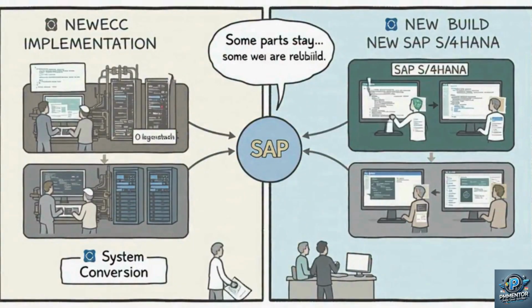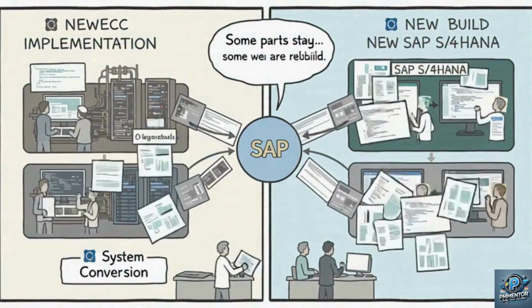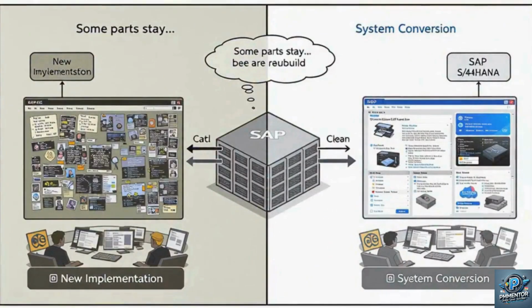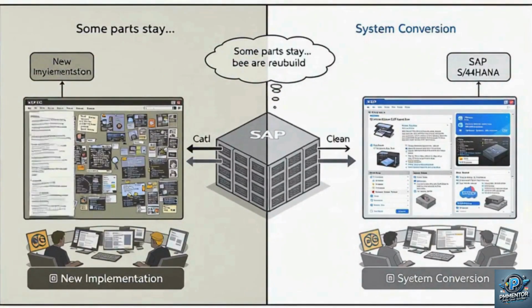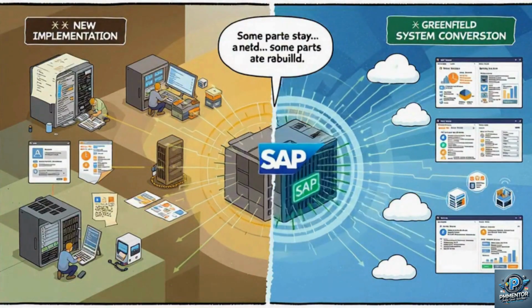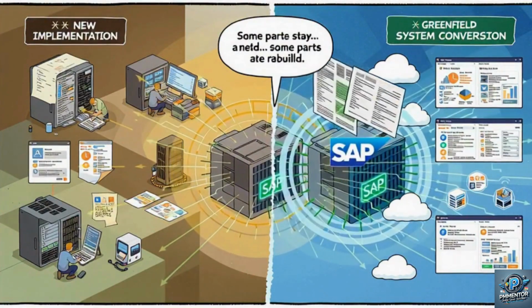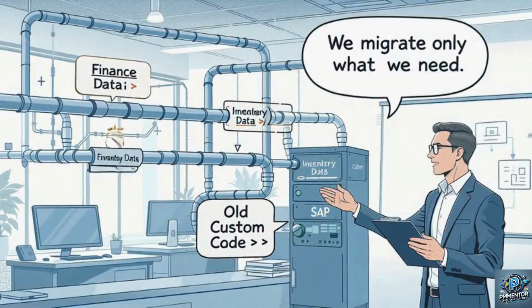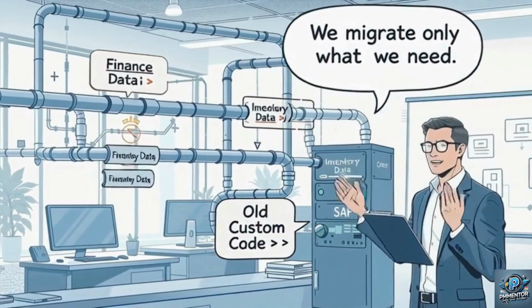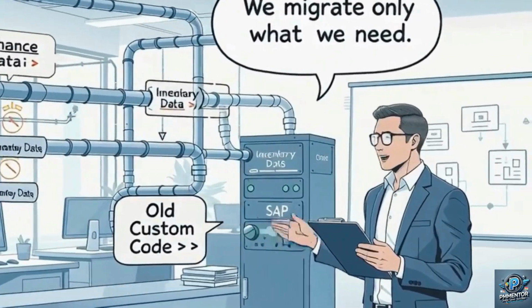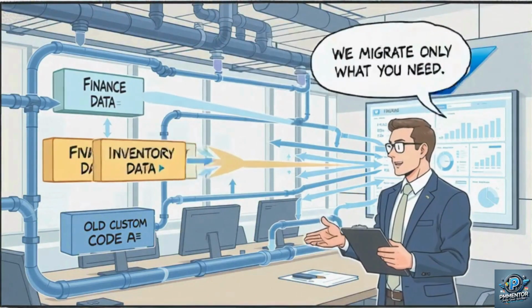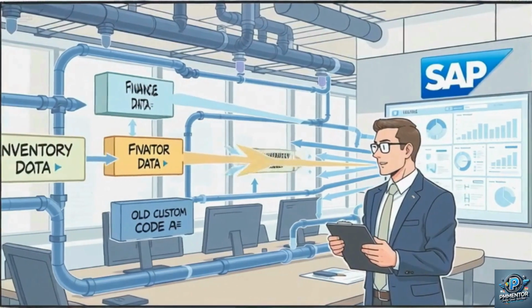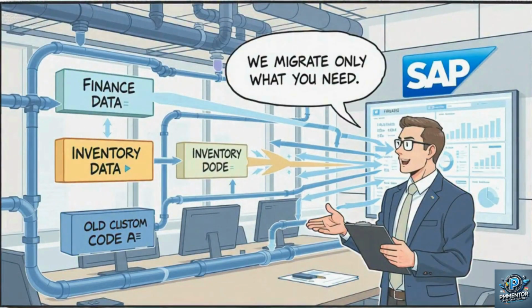Think of it like partially rebuilding your house. Some areas are redesigned completely, while others are preserved and upgraded. In a hybrid implementation, companies can choose which processes to redesign and which ones to carry forward. They can migrate only relevant data, clean up unnecessary information, and optimize specific business areas. This approach is especially useful for large enterprises with complex system landscapes.